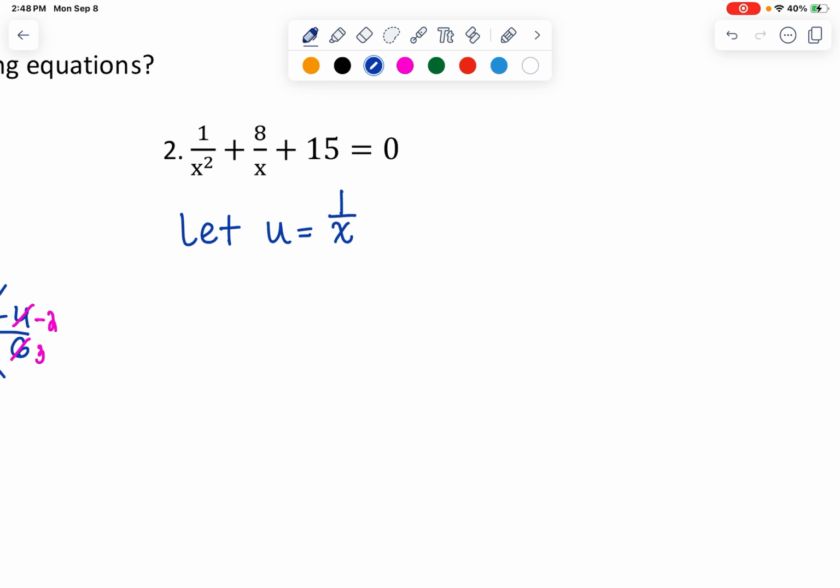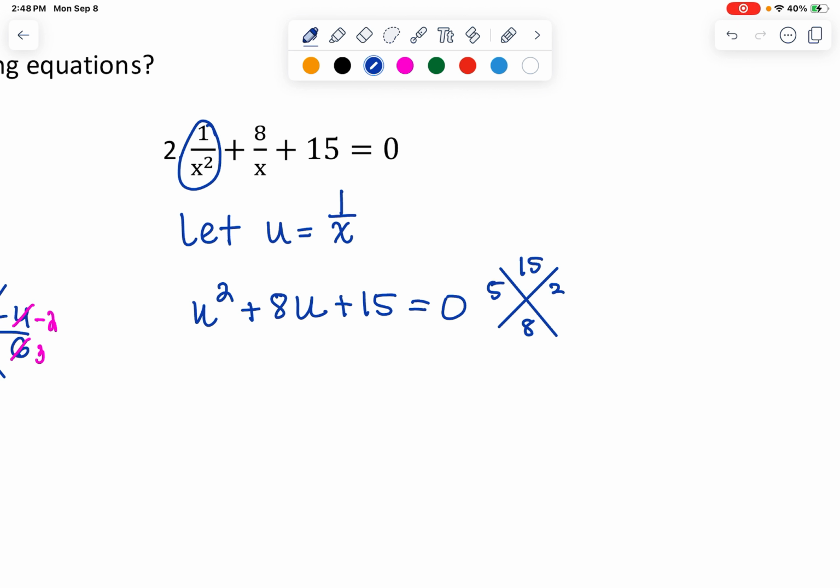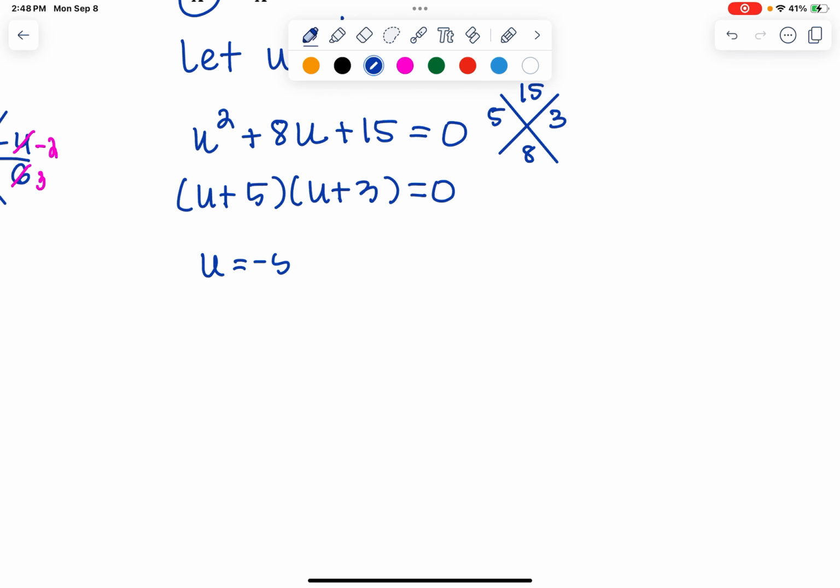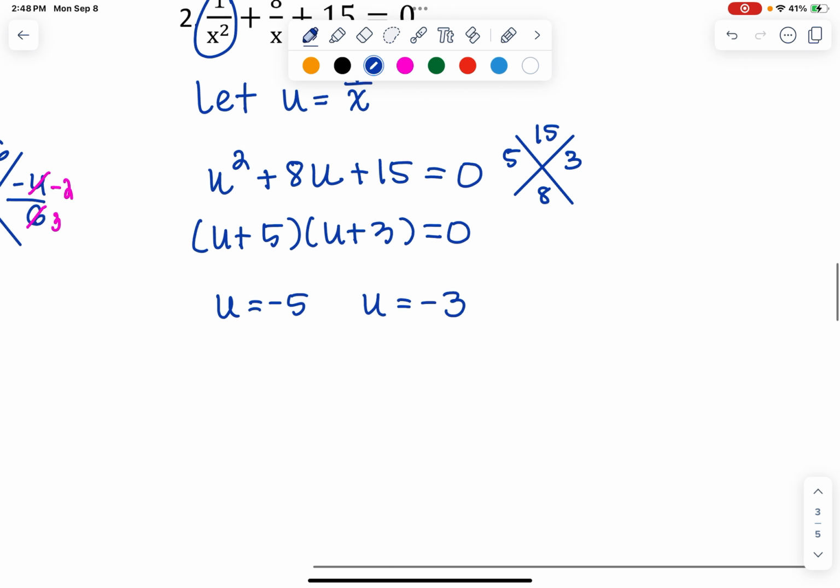And now I can substitute it in. If I substitute 1 over x here, that's the same thing as u squared. Plus, if I substitute in 1 over x here, that's 8u plus 15 equals 0. Now factor. Make your organizational X. That's 15 and 8, which is 5 and 3. So you have u plus 5 times u plus 3 is equal to 0. So you have u equals negative 5 and u equals negative 3. Remember, those are not your answers, but now we can get our answers.